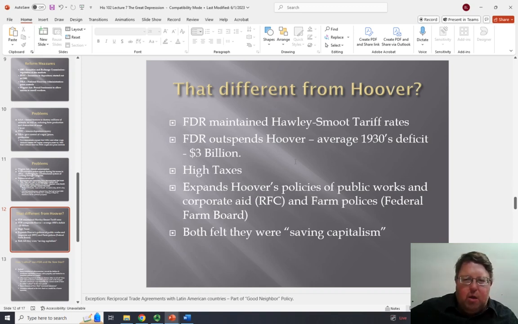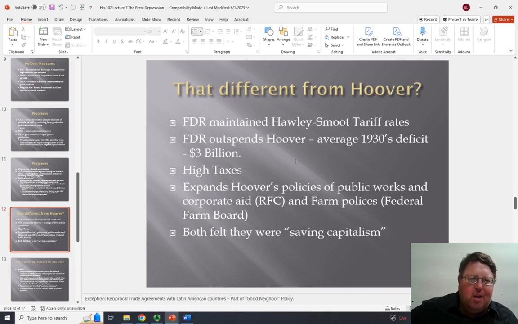Okay. In the popular history, you're told that they're complete opposites. Hoover did nothing. Hoover's the villain. FDR's the hero. FDR did everything. And then when you study it, were they really that different? They both maintained the Hawley Smoot tariff. FDR outspent Hoover. High taxes. Roosevelt expands a lot of Hoover's programs.